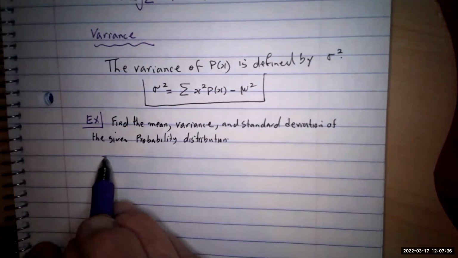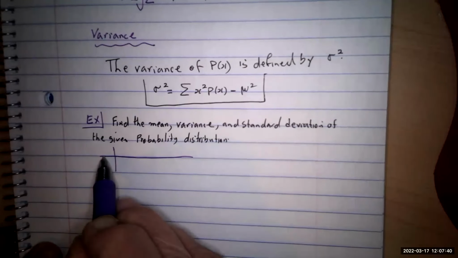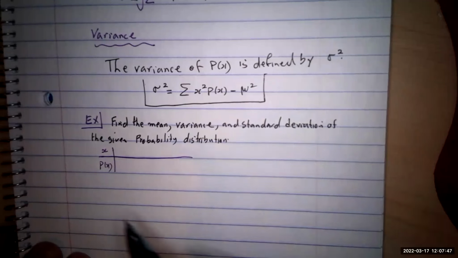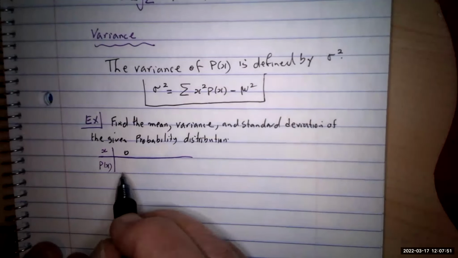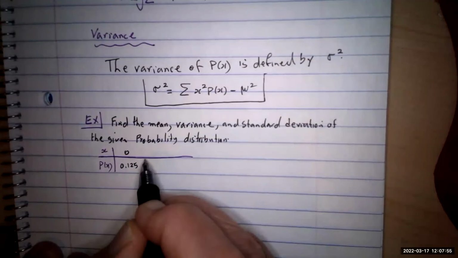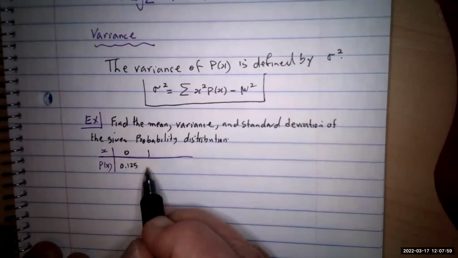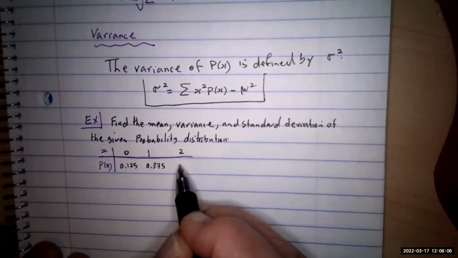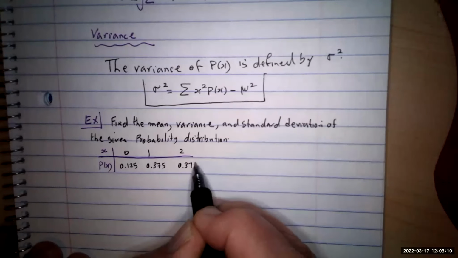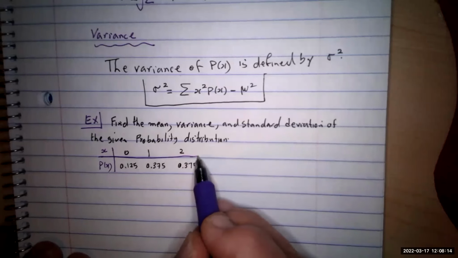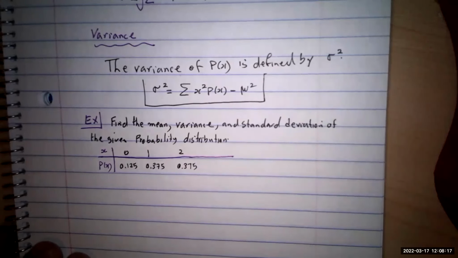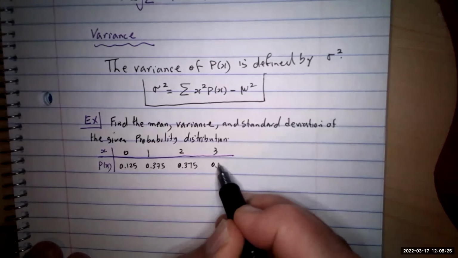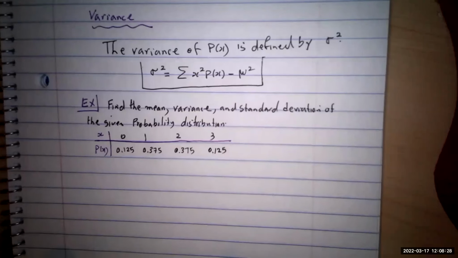Okay, and this is the given probability distribution. I write it in this format to save some space. It's going to be x, p of x. And we'll be given that when x is equal to 0, your p of x is 0.125. When x is equal to 1, you have 0.375. When x is equal to 2, you have again 0.375. And when x is equal to 3, you have 0.125. You don't have to check it, it's already been checked.